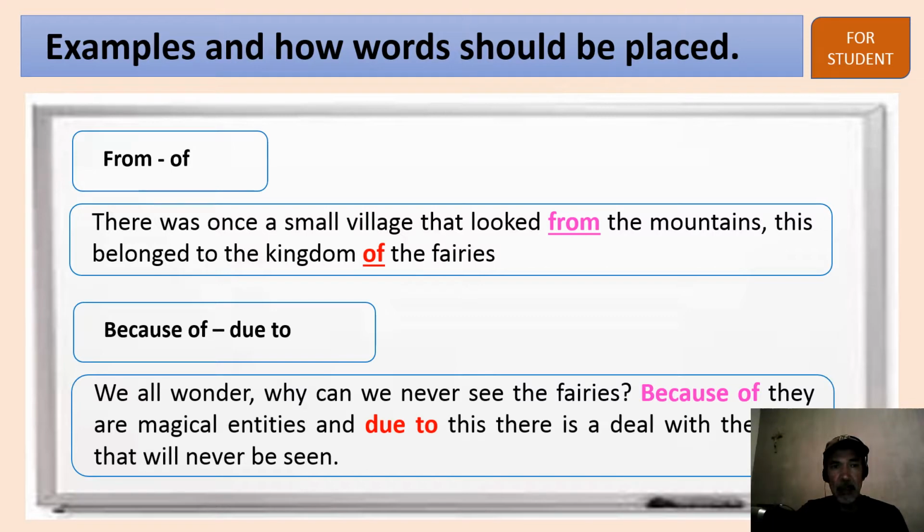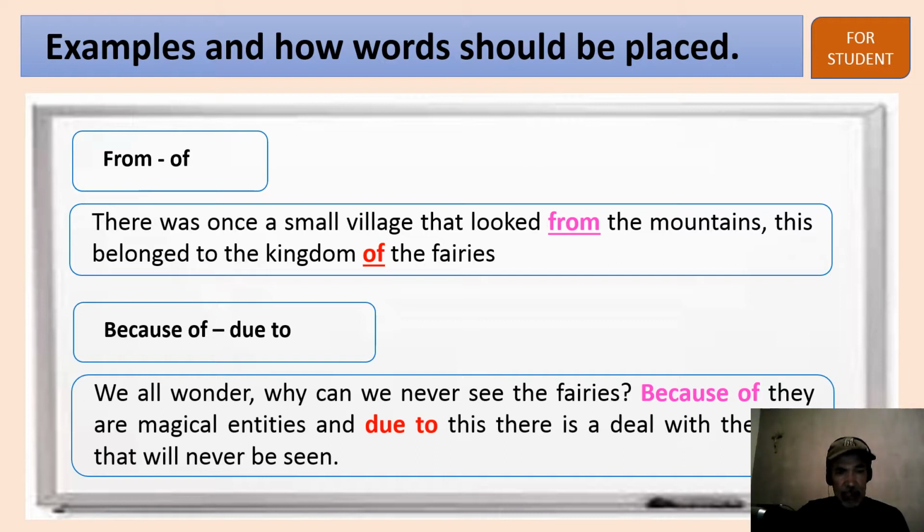Okay, guys, we see the example and how words should be placed. We see the preposition from with of. There was once a small village that looked from the mountain. This belonged to the kingdom of the fairies. In the pink, the preposition from. In the red, the preposition of.